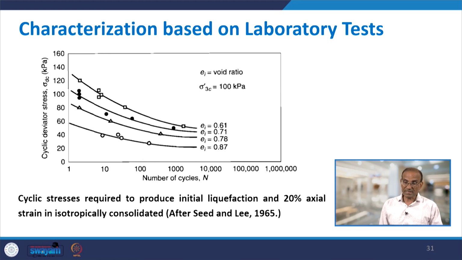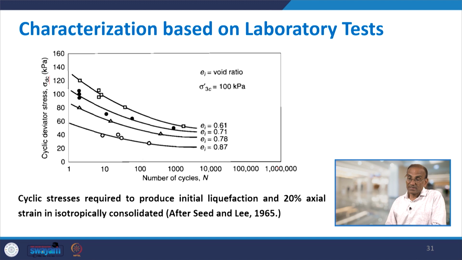So, here the cyclic strength curves are shown. On the y axis you have the deviatoric stress, sigma dc, in kilopascal. On the x axis you have the number of cycles, but this is not on the normal scale; rather, it is on a logarithmic scale. So you see 10, 100, 1000, 10,000 and so on.